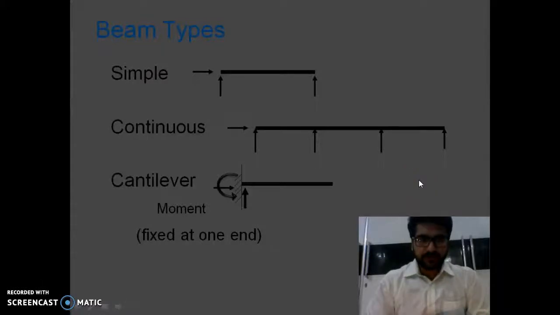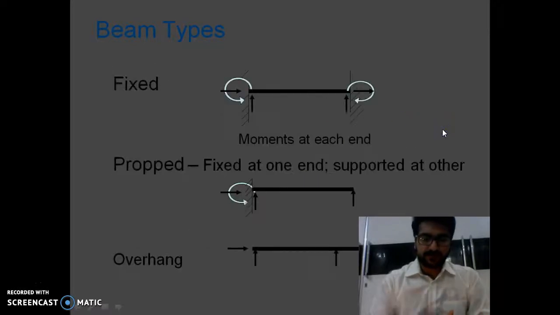So, continuing with the types of beams, as I said earlier, depending upon the types of support on which the beams are laid, the beams can be different types: simple, continuous, or cantilever, as we have studied in the previous slide. So, other types of beams are fixed, prop cantilever, and overhang.